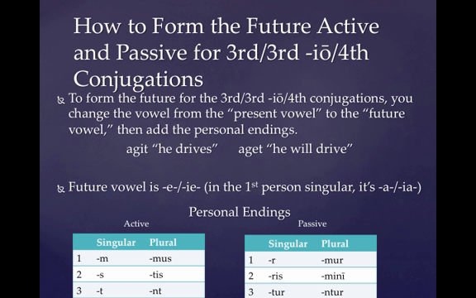The personal endings for the active are m, s, t, mus, tis, nt. And the passive are r, ris, tur, mur, mini, and ntur. Now, those endings are familiar to you because they're the personal endings for the present tense. I mean, that makes sense. And then you just change the vowel from the present vowel to the future vowel, and that's how you form the future for the third, third io, and fourth.